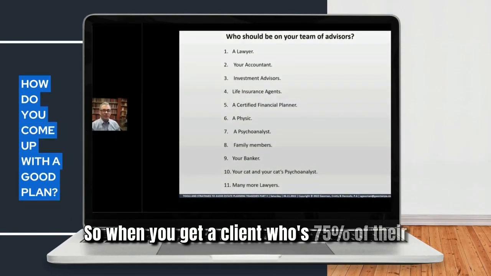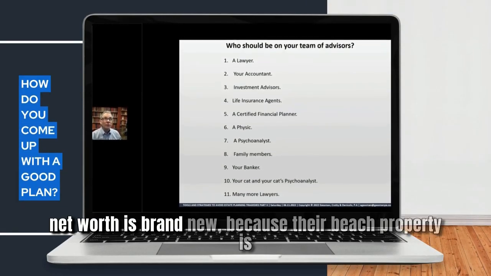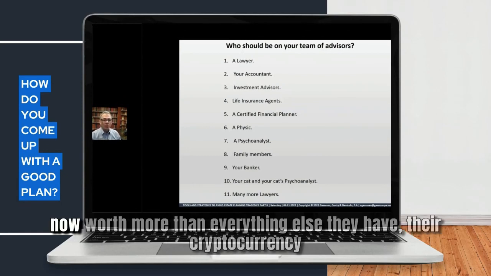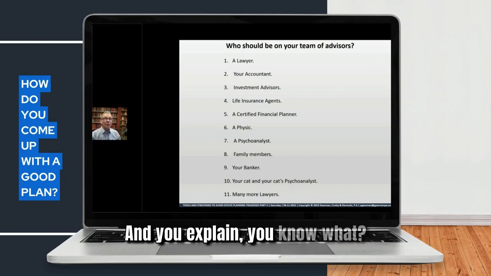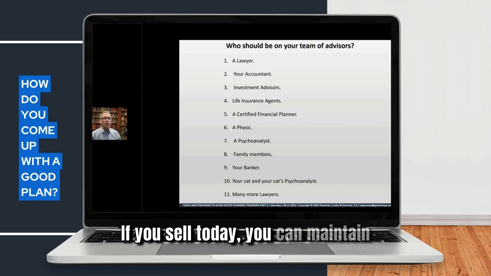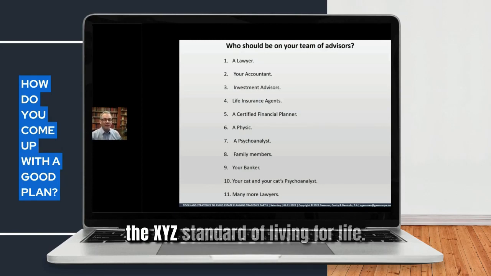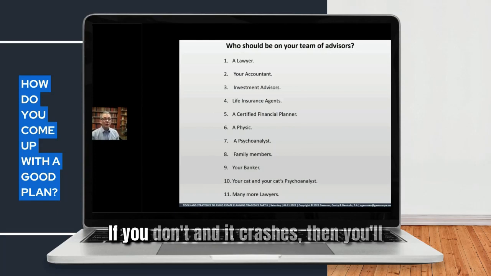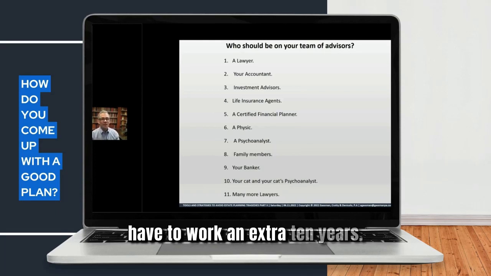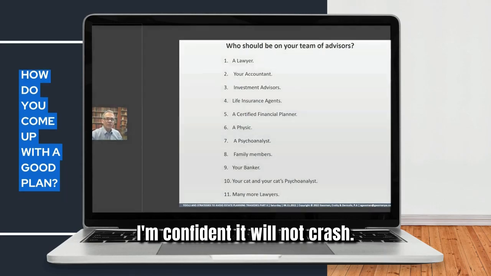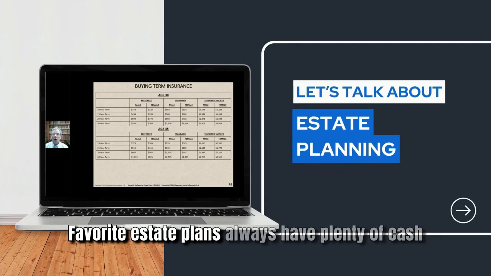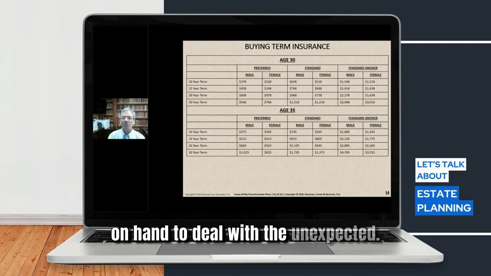So when you get a client whose 75% of their net worth is brand new because their beach property is now worth more than everything else they have, their cryptocurrency is now worth more than everything else they have, and you explain, you know what, if you sell today, you can maintain the XYZ standard of living for life. If you don't and it crashes, then you'll have to work an extra 10 years. That's okay. I'm confident it will not crash. Favorite estate plans always have plenty of cash on hand to deal with the unexpected.